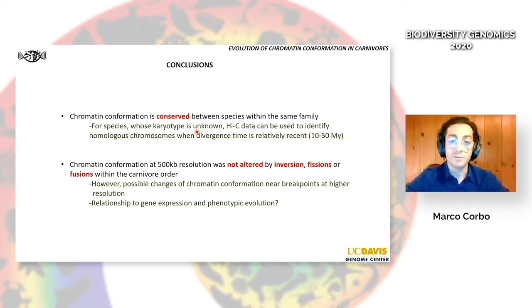So for species whose karyotype is unknown, Hi-C data can be used to identify homologous chromosomes using a standardized pipeline and the same cell type. And then also, the chromatin conformation at larger scale is not altered by inversions, fissions, or fusions within the carnivore order. Although possible changes of chromatin conformation near breakpoints can still be present at higher resolution, and we are working on the analysis of this point and also on the relationship to gene expression and phenotypic evolution.